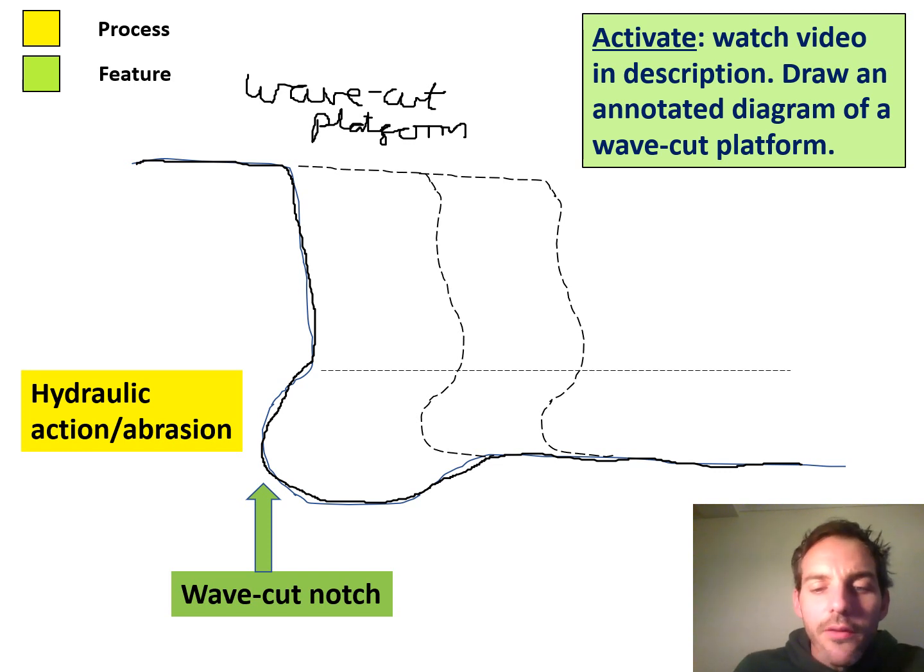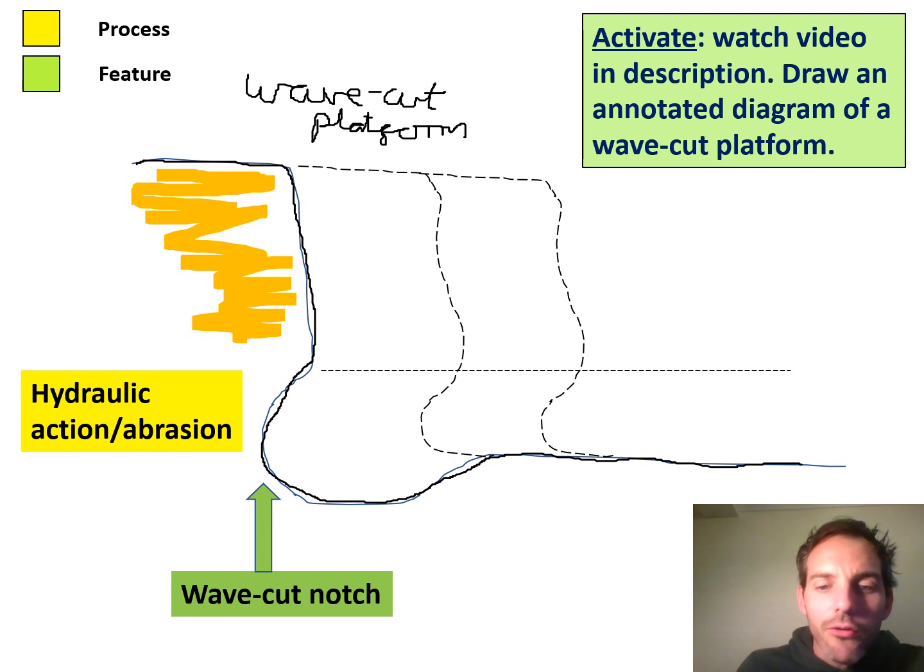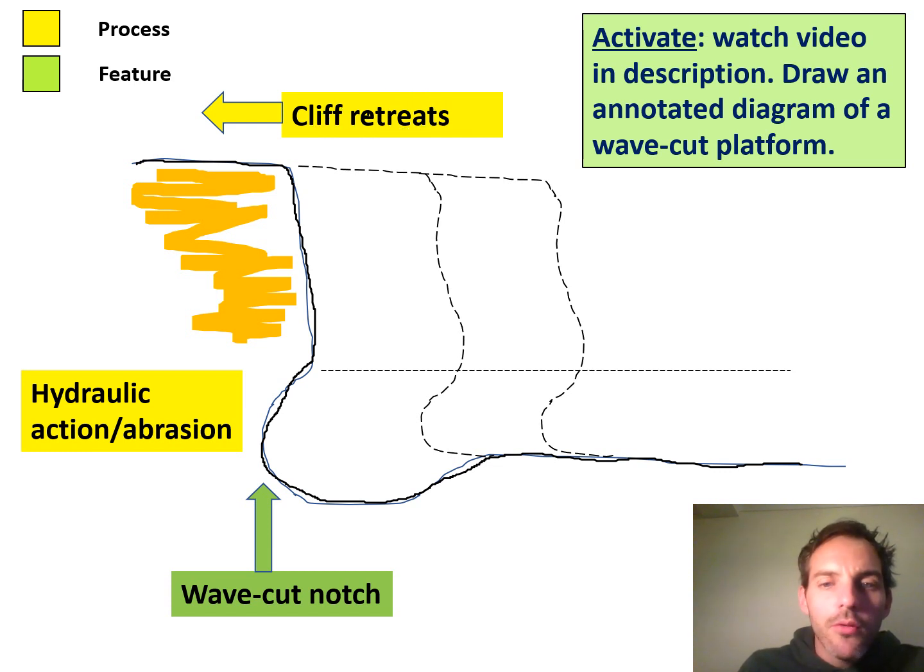But what you can see is that over time, that's going to start getting quite unstable. The top of the cliff is going to be really, really heavy. This part here is going to be really, really heavy. And so what happens over time is it starts to collapse. The top of the cliff starts to collapse. So what you have happening is that the cliff retreats and it moves backwards. It becomes unstable, it collapses, and it moves backwards. And this is the process of cliff retreat.